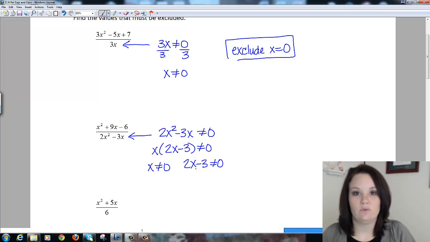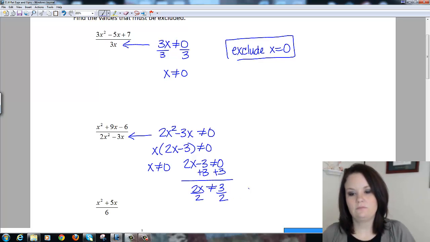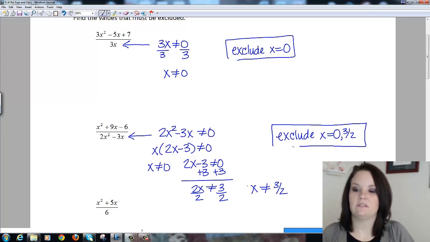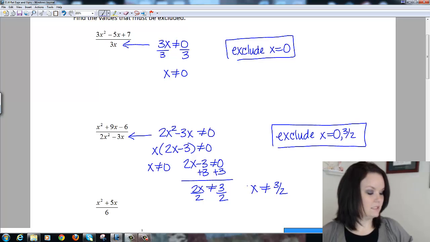The other one, I need to move 3 to the other side by adding, which tells me that 2x cannot be 3, and then I divide off the 2, which gives me x cannot equal 3/2. So here I'm going to exclude x equals 0 and x equals 3/2. Okay, let's look at one more.